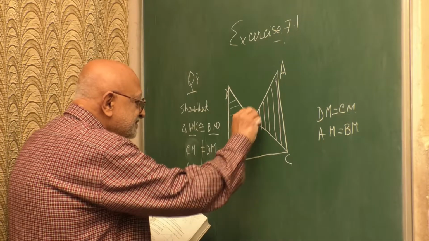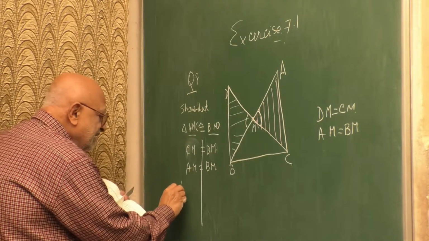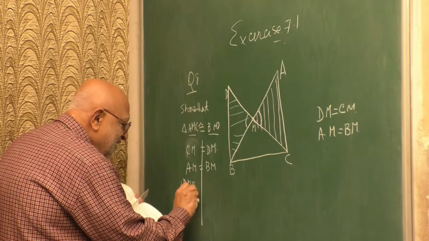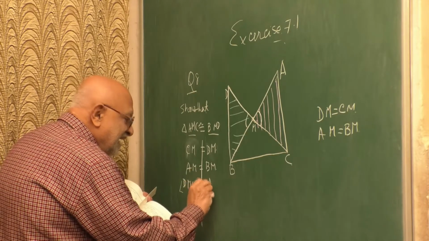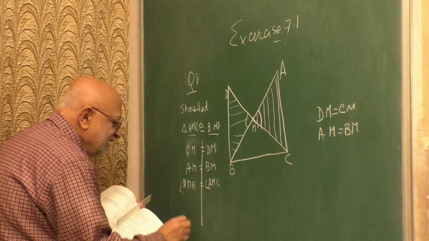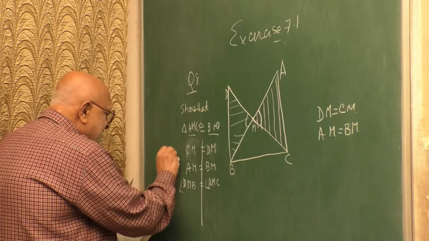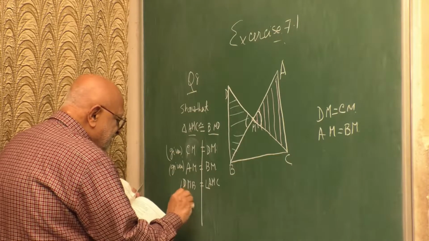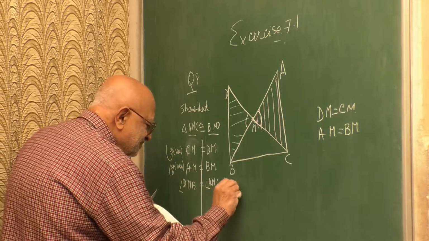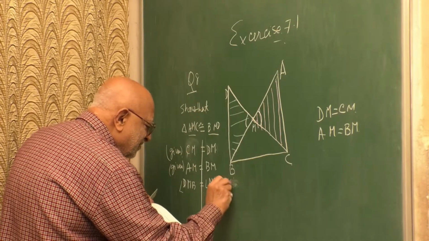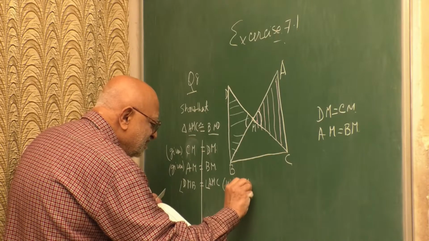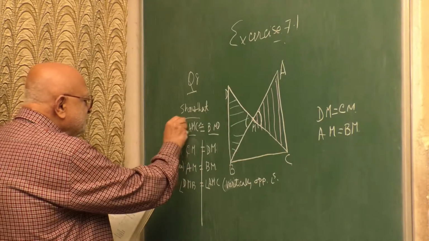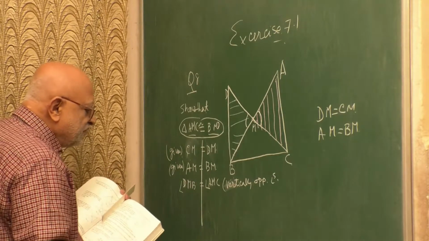And this angle DMB is equal to angle AMC. Why? These are given. So I will write this is given. This is given. And this one is vertically opposite angles. So therefore, this one is congruent to this. I don't have to write down again.